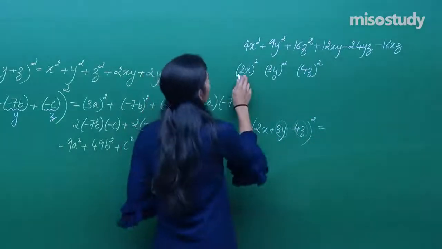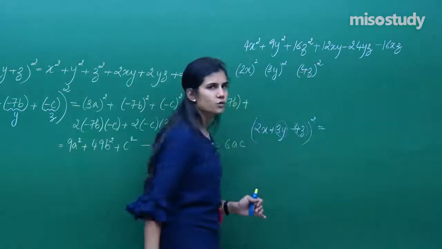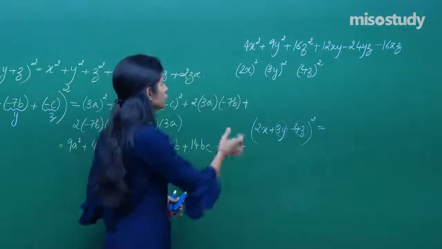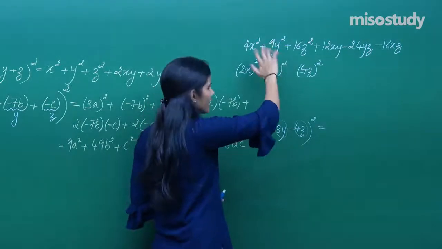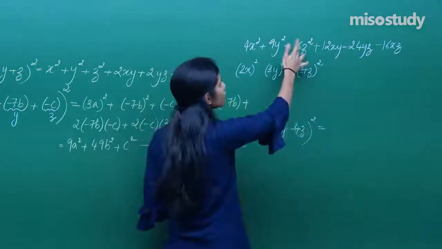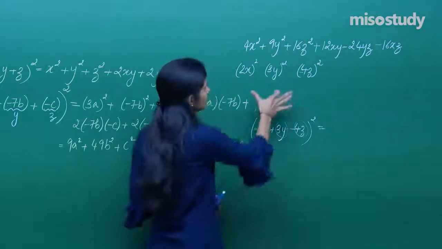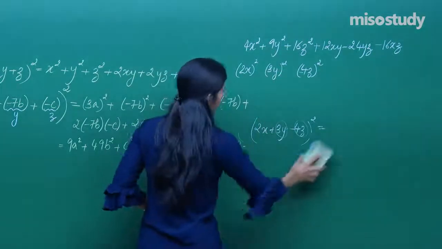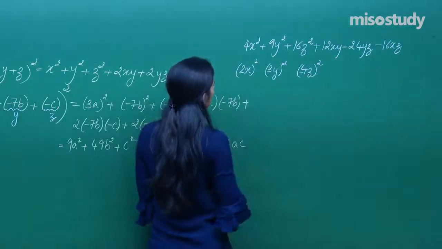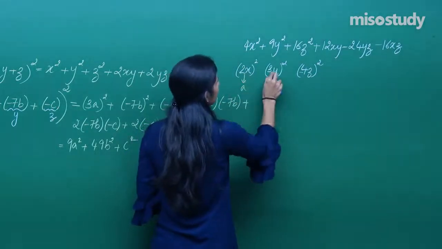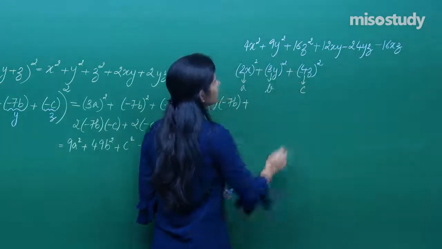So actually I can write this as 2x whole square, 3y whole square, and this will be minus 4z whole square. See, of course, you can write this as 2x whole square as well as minus 2x whole square, 3y whole square as well as minus 3y whole square, 4z whole square as well as minus 4z whole square. But what actually we have to choose is this. So I am going to have a as 2x, this is my a, b as 3y, and c as minus 4z.